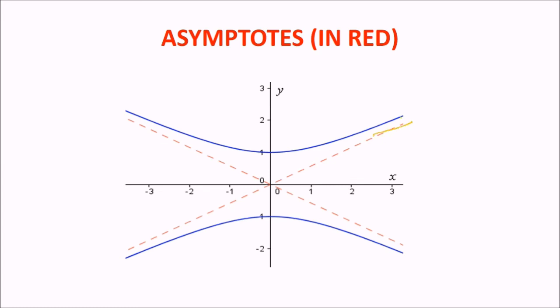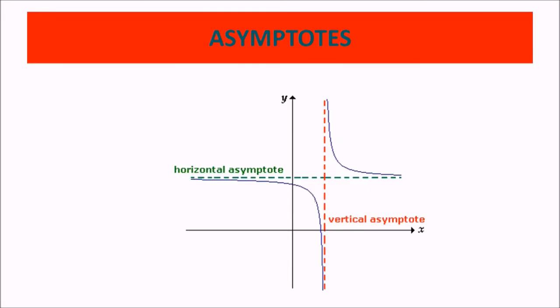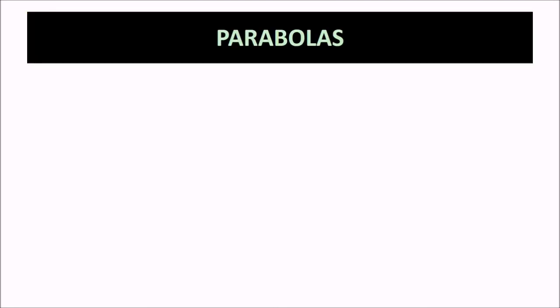They approach this hyperbola, but they are never going to touch it. So these are the asymptotes, the horizontal asymptote, the vertical asymptote. Okay, so we have two asymptotes. Now let us come to the parabola.